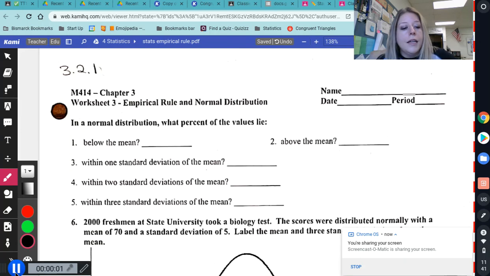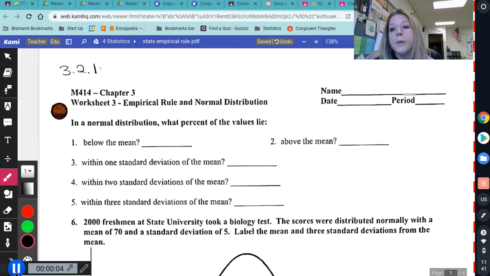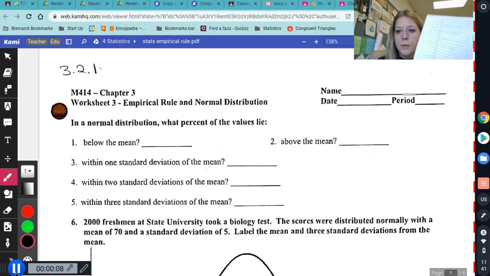Hi Statistics, it's Thursday, the day before we go e-learning for another 2 weeks. I'm going to post a blank version of this. It's just a place where you can write down your schedule because meets and stuff are going to change for the next 2 weeks since we're all doing e-learning.